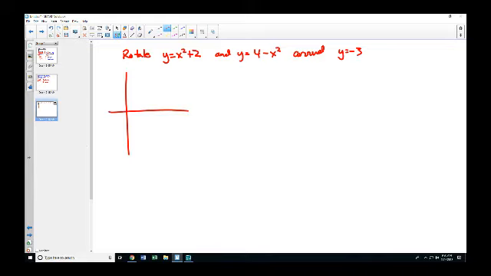What if you were to rotate it around an equation? So 4 minus x squared and x squared plus 2. We're going to take this region, right? And we're going to rotate it around y equals -3.